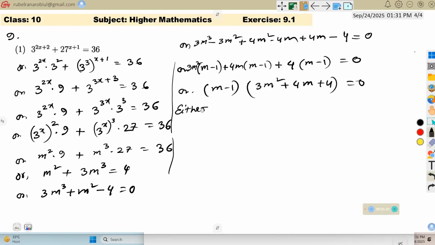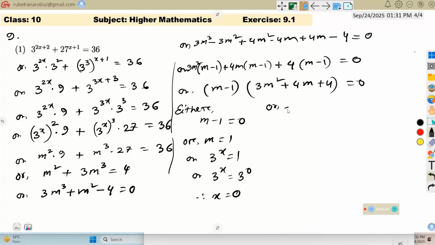So either m minus 1 equals 0, or m equals 1, where the value of m was 3 to the power x. Now we can write this 1 as 3 to the power 0. So x equals 0. Here we have another part, 3m square plus 4m plus 4 equals 0. But if we want to find the value of m, then we will face a problem. Our discriminant is negative and it has no real value.